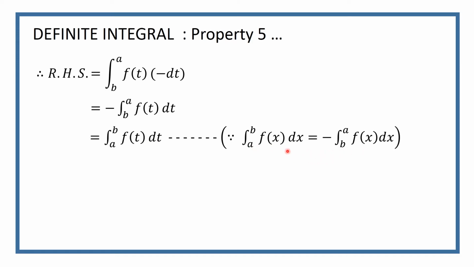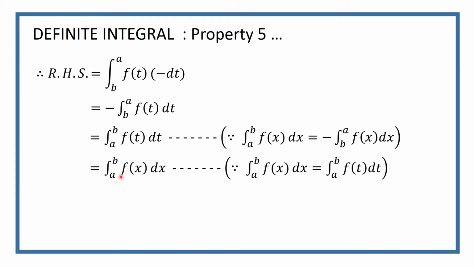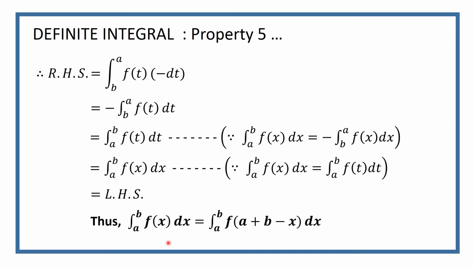Now in the next step, as we know that definite integration is independent of variable, so I can write this as integration a to b f of x dx. This is the third property of definite integration. So we got LHS. So we have proved the property number 5 as integration a to b f of x dx equal to integration a to b f of a plus b minus x dx.